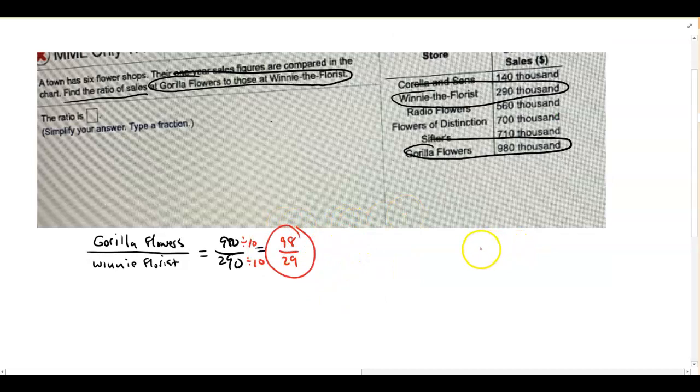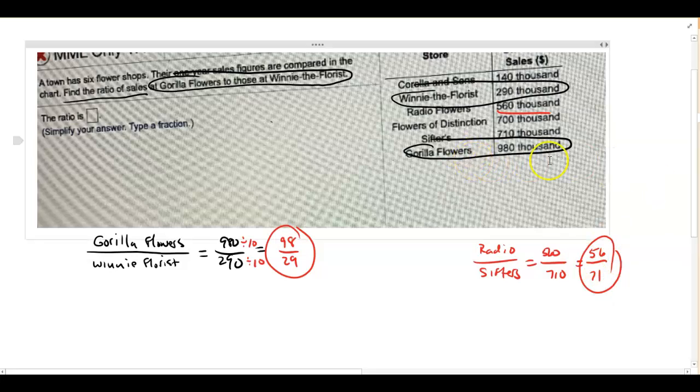If I said, hypothetically, Radio Flowers to Sifters, Radio would be 560 over Sifters would be 710, and right away divide both of those by 10, and you get 56 over 71. Okay?